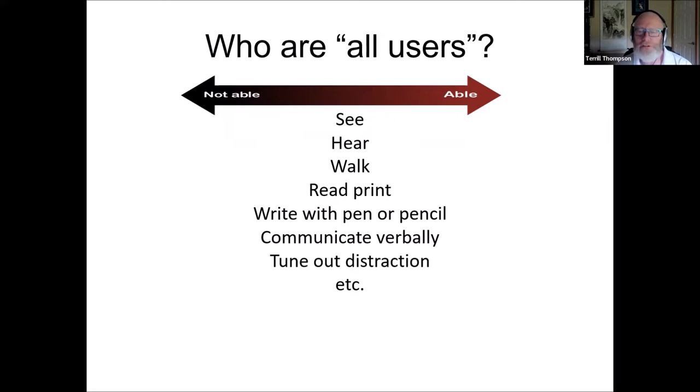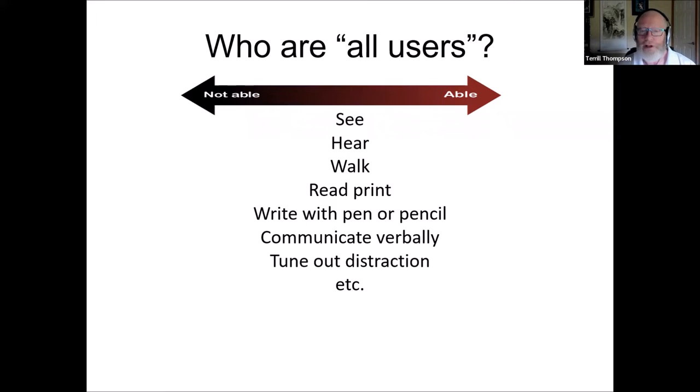Some people, even eyeglasses won't help. So they may be using assistive technologies like a screen reader to read the content of a computer screen in a synthesized voice, or they may be using a Braille device to access content through a tactile interface. But a lot of variety in people's ability to see. Same thing with people's ability to hear, ability to walk, read print, write with pen or pencil, communicate verbally, tune out distraction, and so forth. I should also add the ability to use a mouse to this, because that is a behavior that we often sort of associate with using the computer or accessing websites.